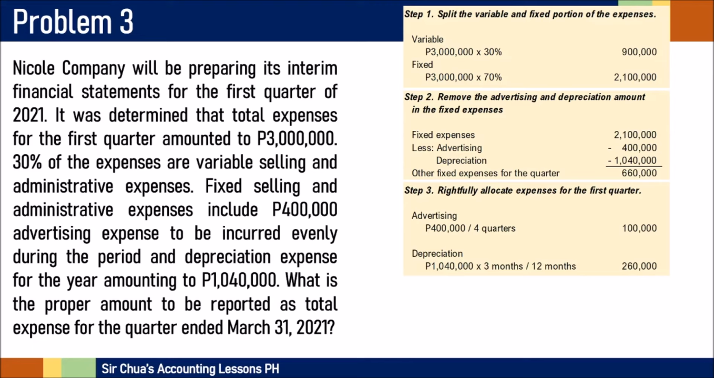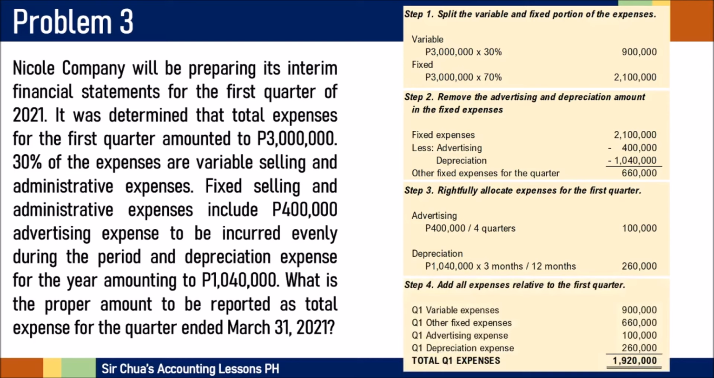And for depreciation, you just have to multiply it by 3 over 12, which is January, February, and March depreciation, 260,000. Now that we have all of these information, your step 4 is to add all of the expenses relative to the first quarter, which is your variable expense of 900,000, other fixed expenses of 660,000, your allocated advertising expense for Q1, which is 100,000, and your allocated depreciation expense for Q1, which is 260,000, for a total Q1 expense of 1,920,000.